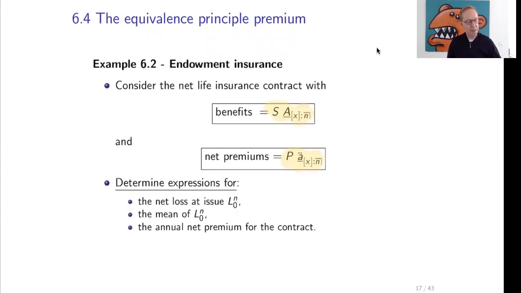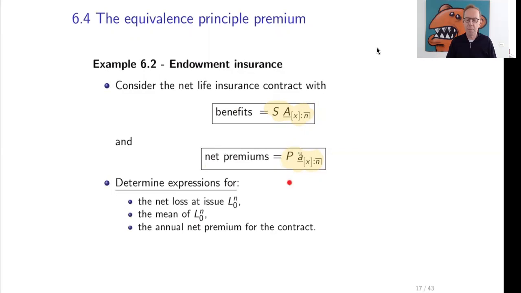Then we have an endowment insurance, example 6.2. Now we consider again a net life insurance contract, and the benefits is S times A_{x:n}. So that means it's an endowment insurance. There is a payment of S if the person of age x dies within the first n years, but if he is still alive at age x plus n, then there is a payment of S. So there is always a payment of S, early if you die before time n, or at time n if you survive until time n.